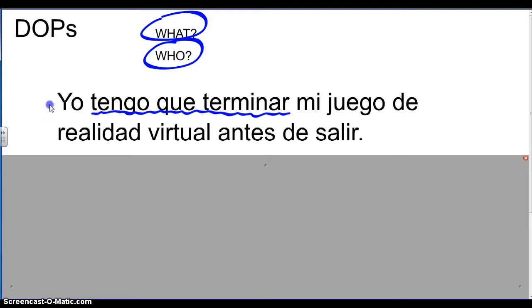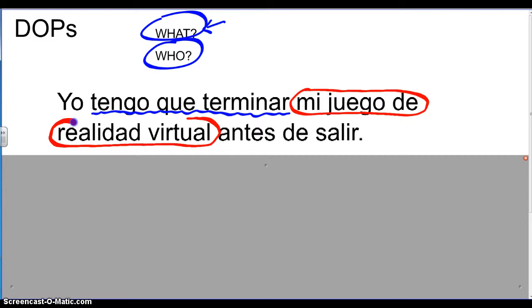Once you find your verb, this is my subject, yo, you are going to ask your verb what. What do I need to finish? And the answer is mi juego de realidad virtual. So this whole thing is my what. Okay, and the rest of the sentence is just extra information. We don't really care about that right now.